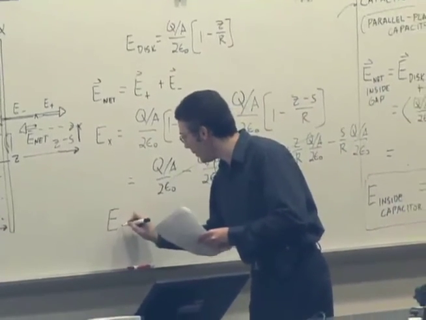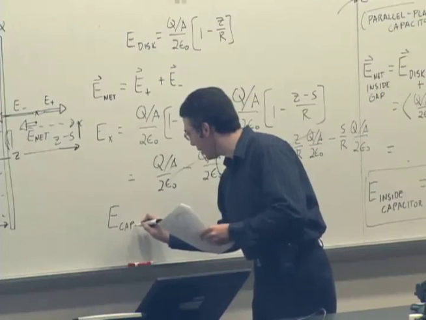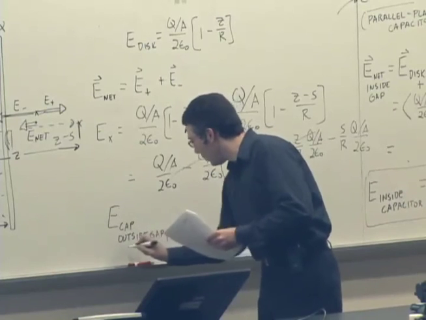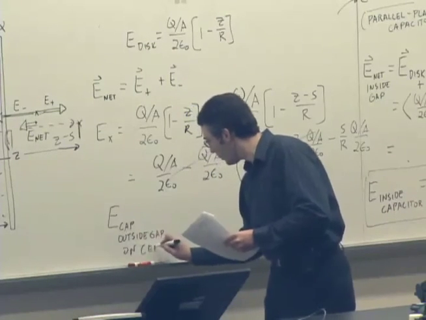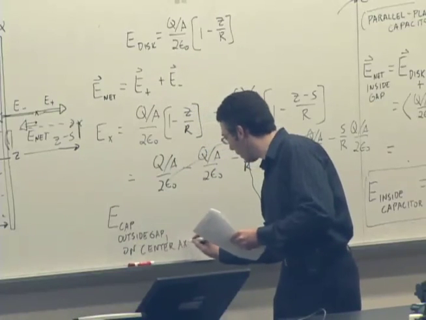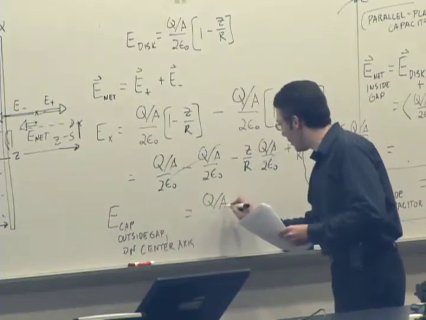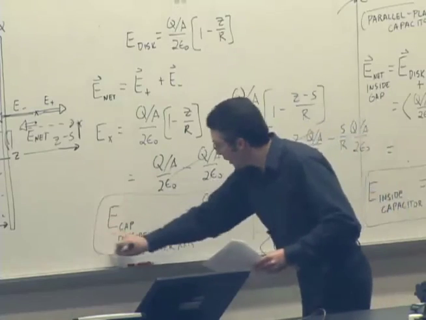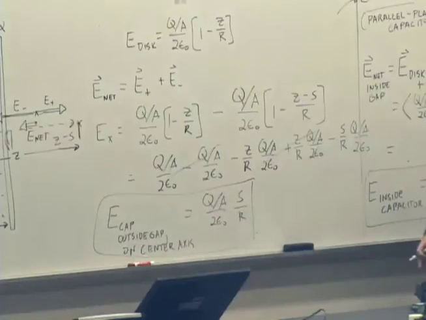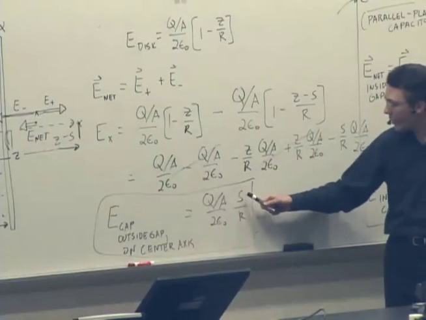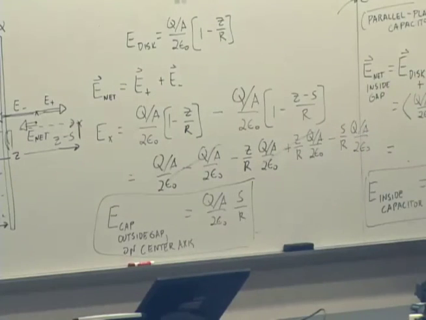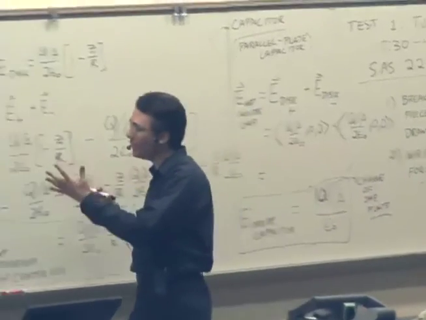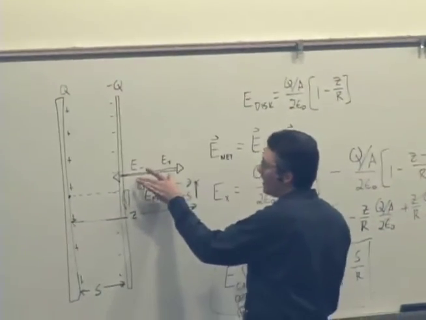The magnitude of the field of a capacitor outside the gap on the center axis is Q over A over 2 epsilon 0 times S over R. This depends on the geometry, or the area. It also depends on the size of the gap. The bigger that gap, the bigger that field is going to be, because you have more of a difference between these two fields, and you get less cancellation.